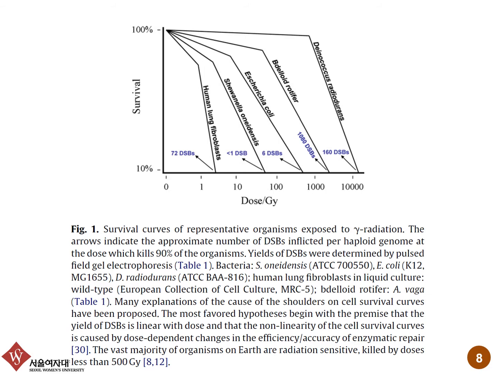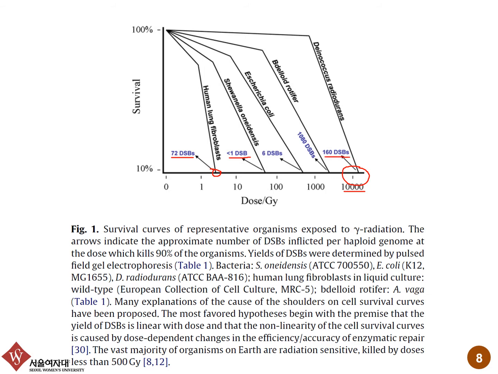So in this graph you can see that the human lung fibroblast at around 3 grays is making around 72 double-stranded breaks in the DNA. But if you see Shewanella, this bacterium is making around 1 double-stranded break with less than 100 grays. But in the case of Deinococcus, with 10,000 grays, they make 160 double-stranded breaks.